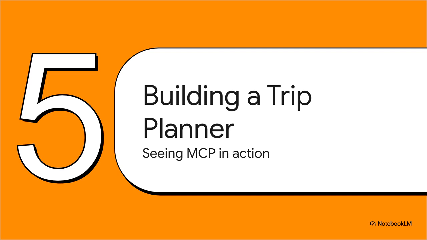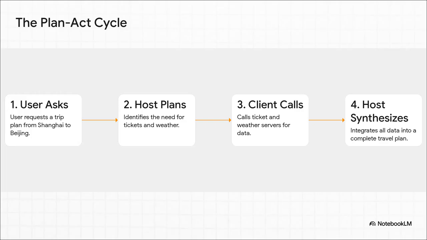We're going to build an AI-powered trip planner. It all works in this really simple plan-act cycle. So first, you ask it something, plan a trip. The host, our central brain, kicks in and plans. It figures out, okay, I need two things, train tickets and a weather forecast.